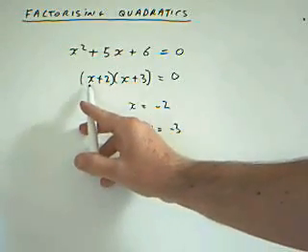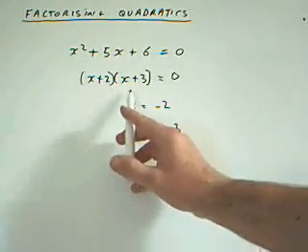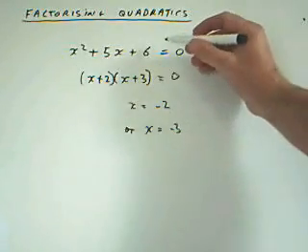The value of x is always the opposite of whatever is there. So if that's plus, it becomes a minus. If that's plus, it becomes a minus. And that's the solution to that equation.